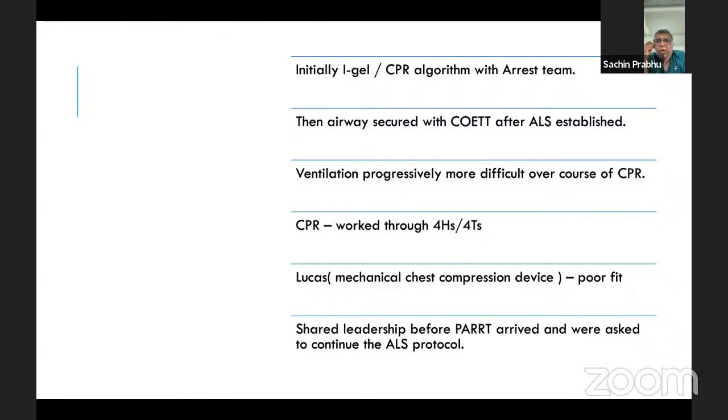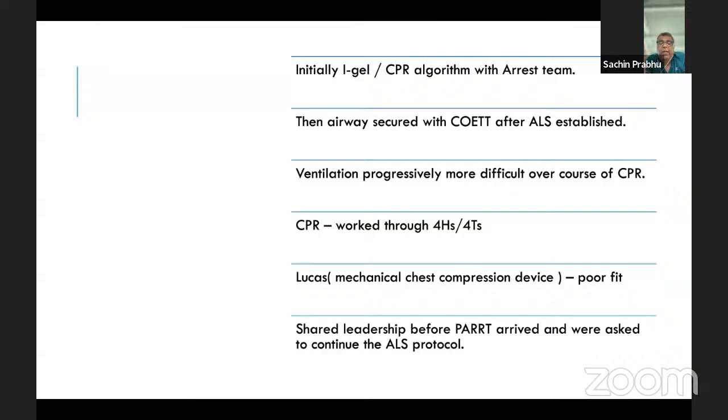So the area was secured, and the arrest call was sent. Again, in the UK, there's an arrest team in the hospital, usually led by the medical registrar. They turn up pretty quickly once the call goes. The patient was intubated, and again, as per the protocol, you rule out the 4Hs and 4Ts.